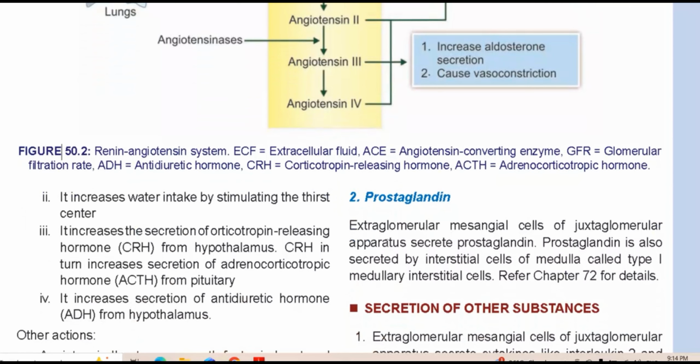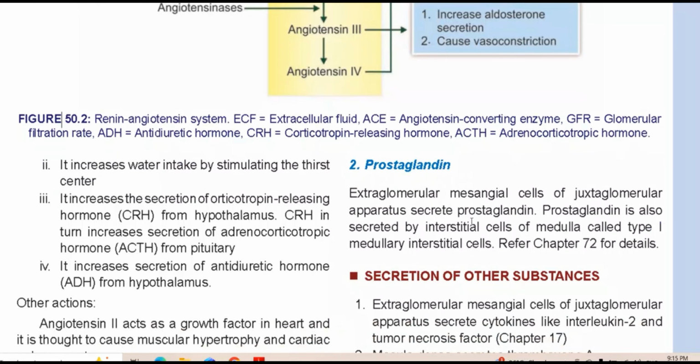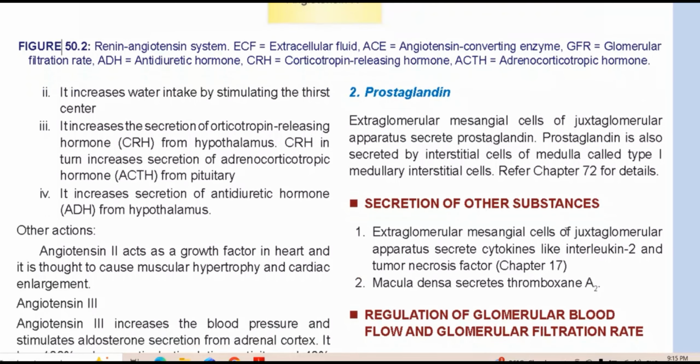Another important hormone is prostaglandin. The extraglomerular mesangial cells of the juxtaglomerular apparatus can secrete prostaglandin. Prostaglandin is also secreted from the interstitial cells of the medulla, called type 1 medullary interstitial cells. We will discuss the details of prostaglandin in another separate chapter. Other secretions from juxtaglomerular cells include cytokines like interleukin and TNF, that is, tumor necrosis factor. Even the macula densa secretes thromboxane A2.